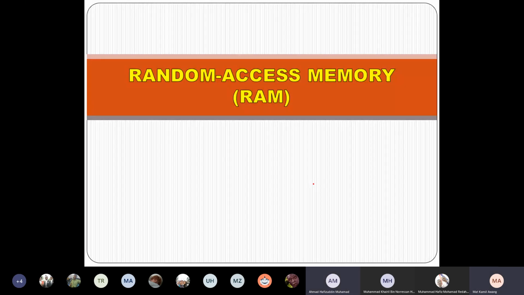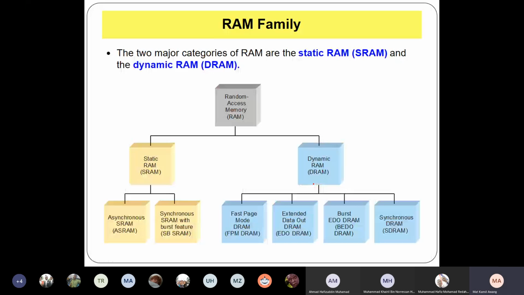Okay. Now we are going into the random access memory, RAM, the types of. These are the major categories of RAM. They are static RAM, SRAM, and dynamic RAM, DRAM. So for your notebook, for example, your internal storage can be either static RAM or DRAM. And for SRAM, you have asynchronous SRAM and synchronous SRAM with burst feature.